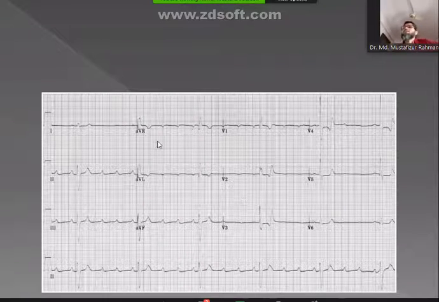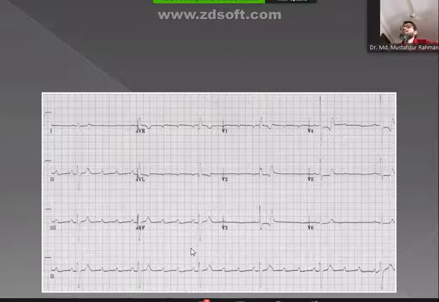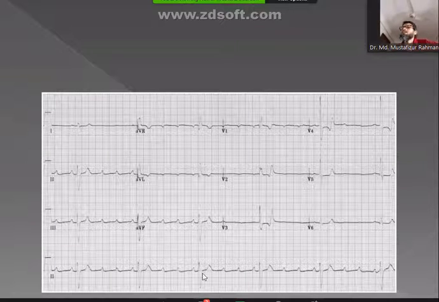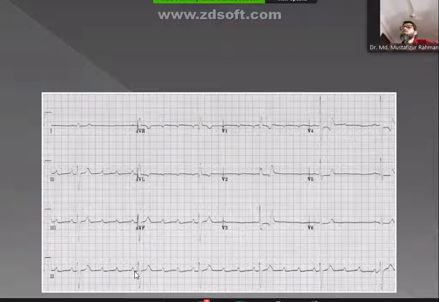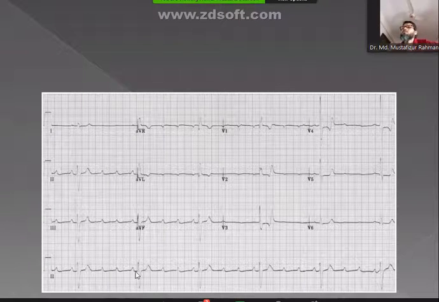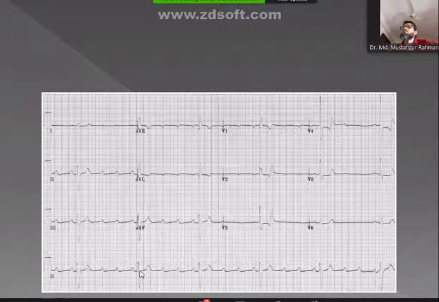Next one is showing multiple P waves, and fewer QRS complexes. The P wave is followed by the PR interval, and the PR interval is constant. Multiple P waves are non-conducted. So 1, 2, 3, 4: among the 4 P waves, 1 is conducted. So it is a 4:1 second degree AV block.